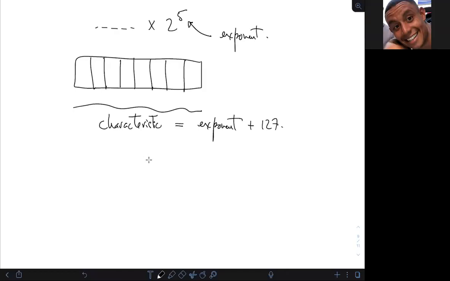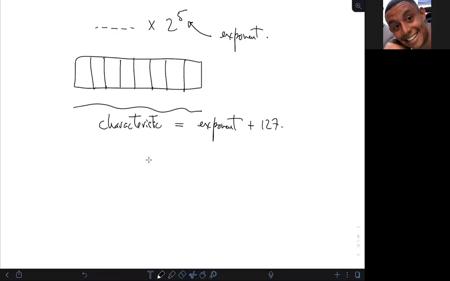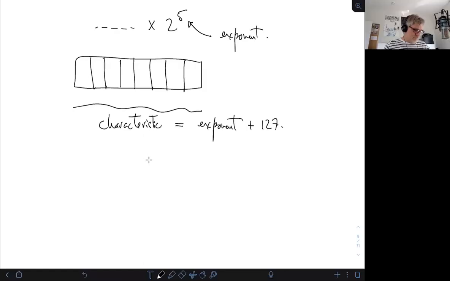So this is what has to do with single precision, double precision, or is it something else? No, that's something else. The precision is given by the mantissa, not by the exponent. Okay. So this is the way this is encoded. The characteristic, those 8 bits, is the exponent that you found plus 127.